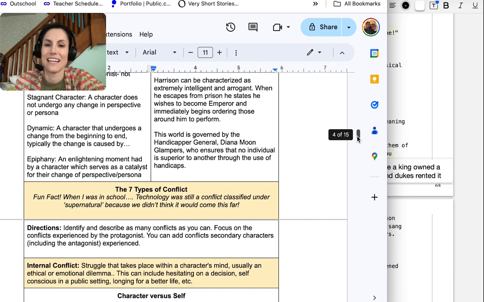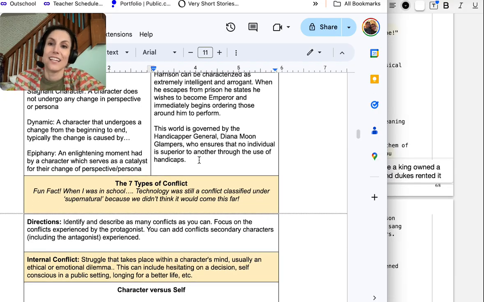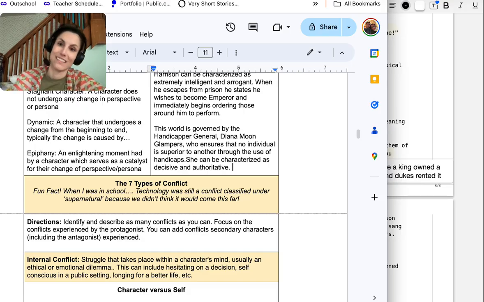And then Diana Moon Glampers can be characterized as decisive, that's for sure, and authoritative. Decisive because she makes a split second decision to kill Harrison and the poor ballerina that just was basically threatened to dance with him, which was messed up.